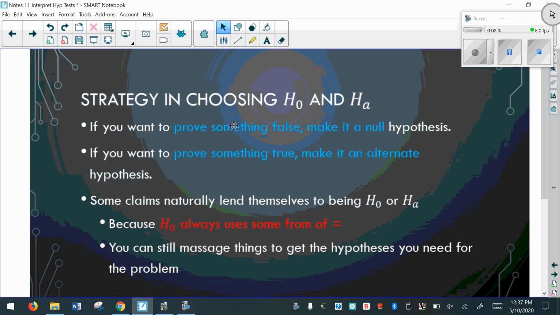So moving on, these two things in blue are very important. If you're going to prove something to be false, you make it the null. If you're going to prove something to be true, you make it the alternate. Remember, the H sub O, the null, is always using some form of an equals. Sometimes we have to adjust information in order for us to describe and get that hypothesis that we really need for the problem. And we'll talk about that in a couple examples.